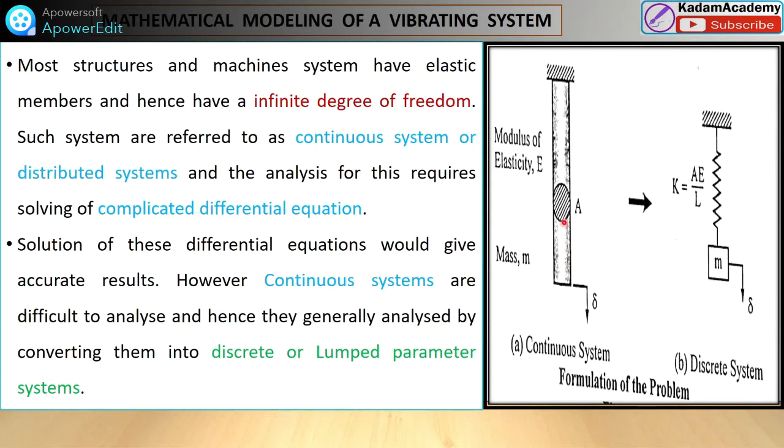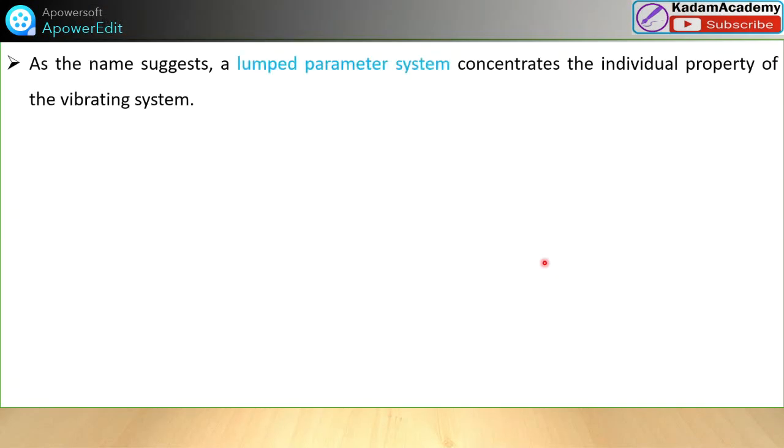This continuous system has multiple degrees of freedom, but here there is only 1 degree of freedom. That is the conversion to the mathematical model. While converting this, it is useful, so this step is very important. As the name suggests, the lump parameter system concentrates the individual property of the vibrating system.